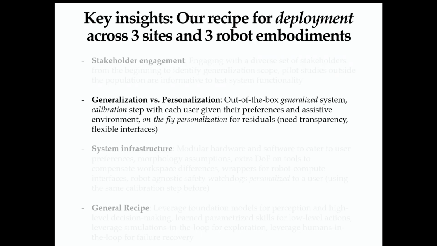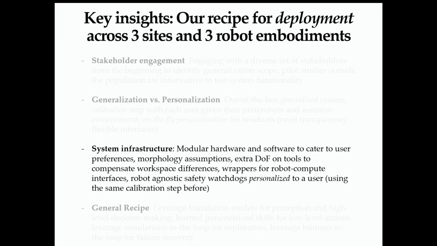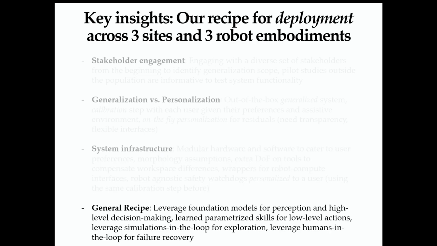Generalization versus personalization. Our recipe is an out-of-the-box generalized system as much as possible. Then when we deploy, a 5 to 15-minute calibration step, and then in-the-wild personalization that personalizes the behavior on the fly. System infrastructure needs a modular software design so that it can go across multiple robot embodiments. We try to leverage foundation models because of their open world nature, but for failure recovery, we always use humans in the loop.